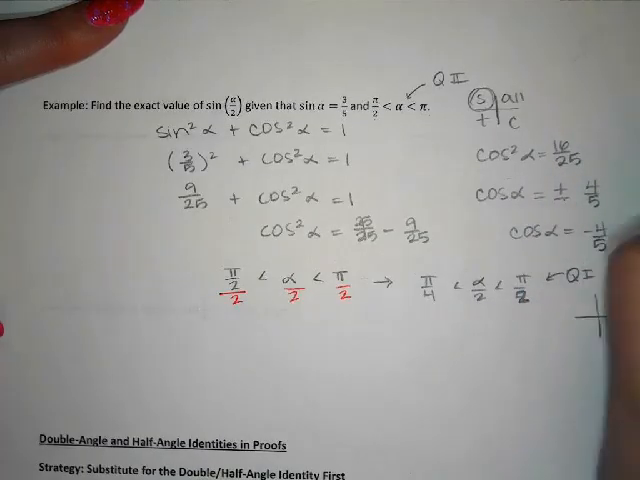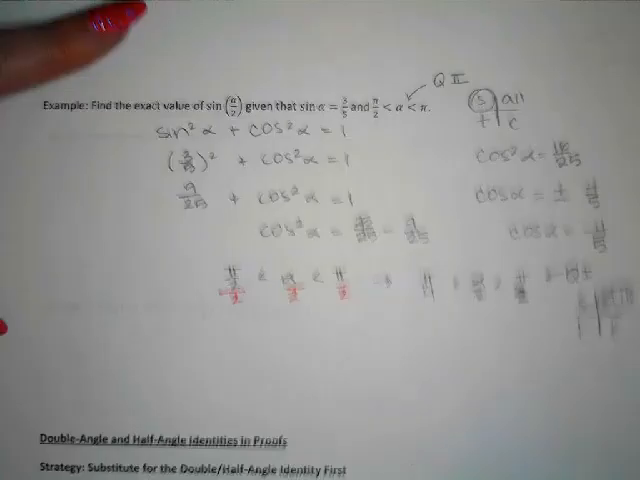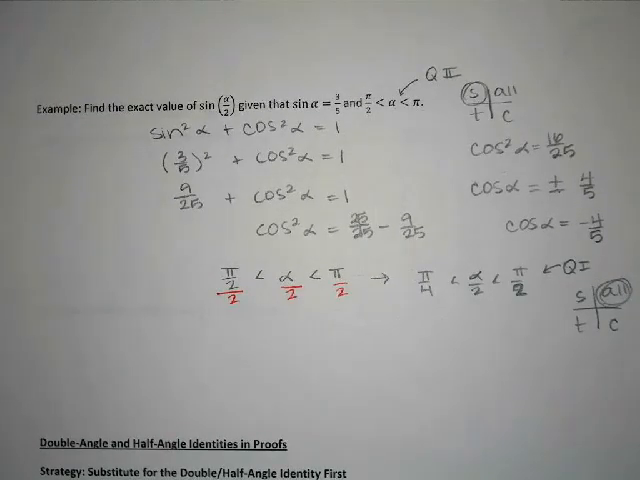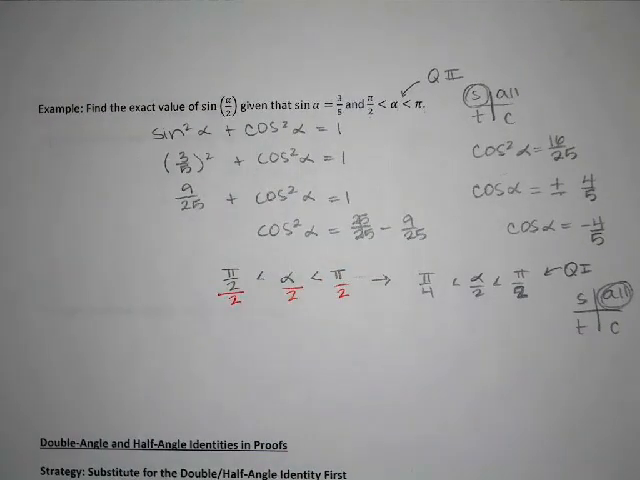And we know, if we look at "all students take calculus," that in quadrant 1 every single ratio is positive. And so we're going to use the positive version of... sorry, not the positive version of cos. We're going to be evaluating for sine, so we're going to use the positive version of that when we go through and do this problem.